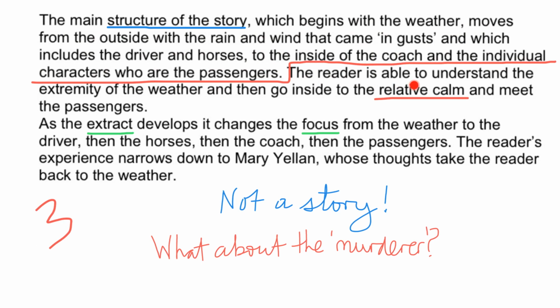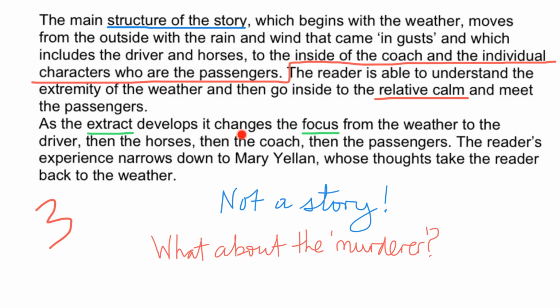Right, next, the reader is able to understand the extremity of the weather and then go inside to the relative calm and meet the passengers. Well, that's clearly wrong. We've got this seemingly mad old gentleman opening the coach door, letting in all the rain, screaming at the driver about him being a rogue and a murderer. Not exactly relative calm, but you'll still get the marks because you're contrasting what's going on inside the carriage to the weather outside. In other words, you can get the marks even if you're completely wrong.